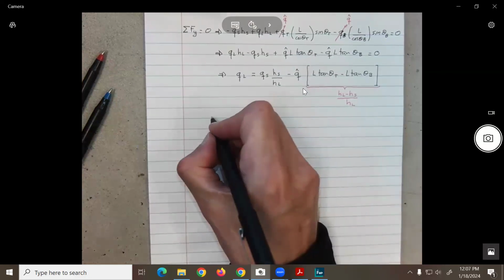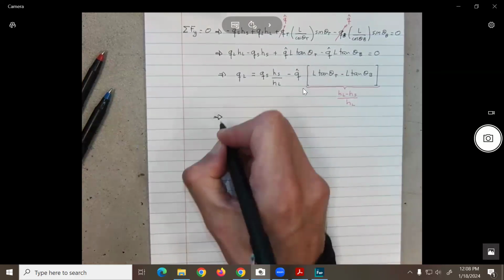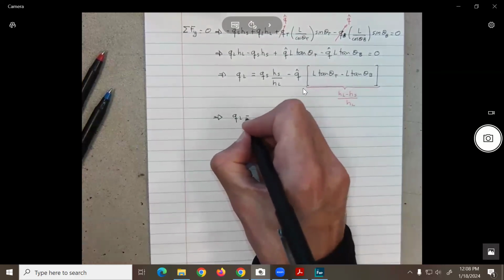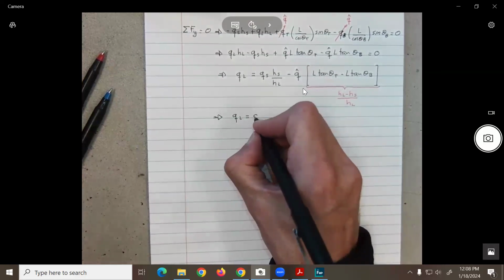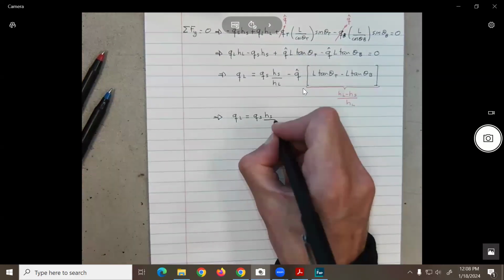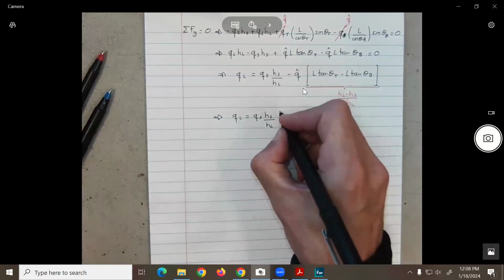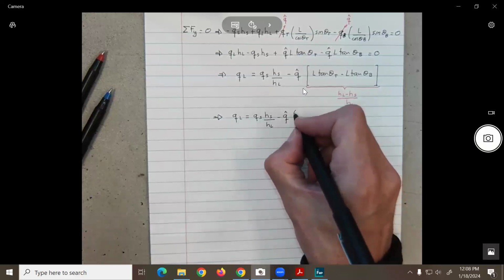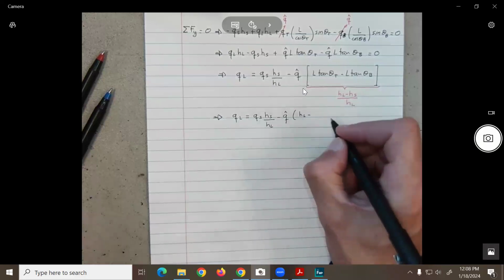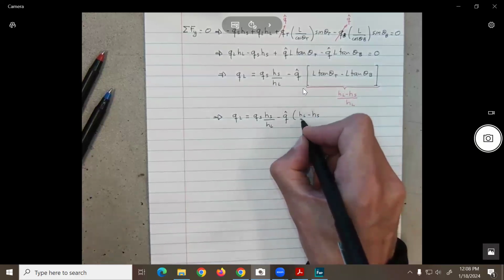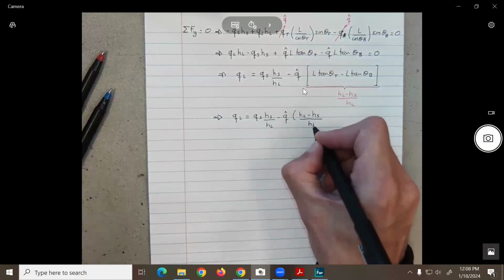So basically, and again, don't worry about the derivations. The derivation is not important. So at the end, we get Q sub L equal to Q sub S H sub S over H sub L, minus Q hat times H sub L minus H sub S over H sub L.